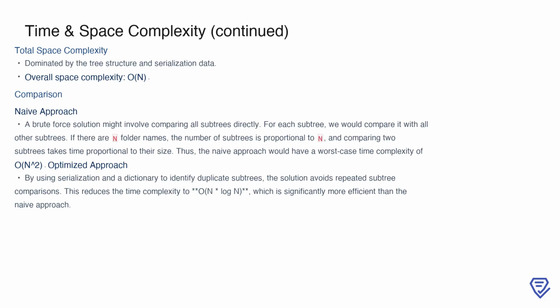To put this in context, let's compare to a naive approach. A brute force solution might compare every subtree with all others, leading to O(n squared) time complexity, as there are n subtrees and comparing two subtrees depends on their size. In contrast, our optimized approach uses serialization and a dictionary to avoid redundant comparisons. By reducing the problem to sorting and managing serialized strings, we achieve a much more efficient O(n log n) time complexity. This makes the optimized solution significantly faster, especially for large inputs.